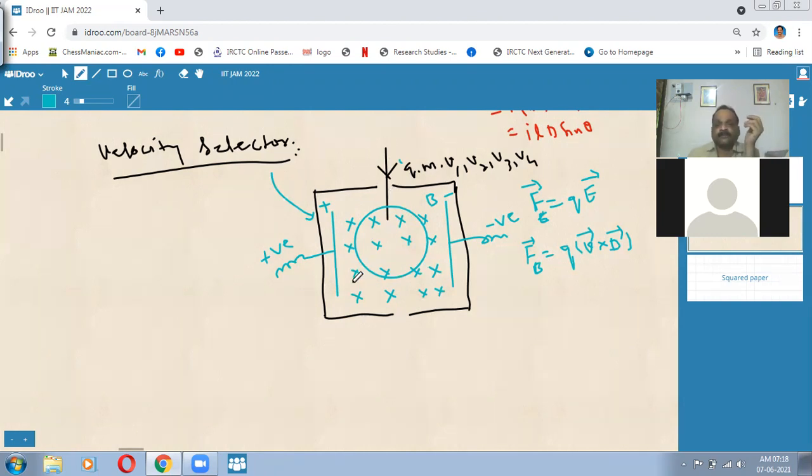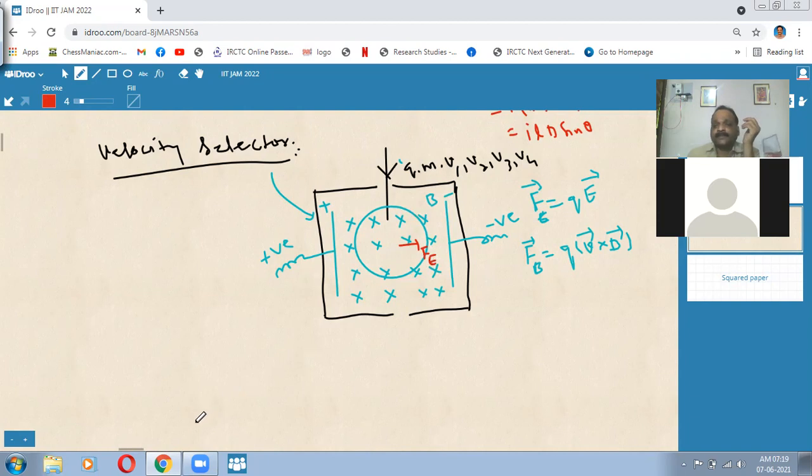Whenever a positive charge enters into a uniform electric field, it experiences a force given by F equal to QE bar. That electric field will be acting in which direction? Positive charge particle gets attracted towards negative charge. So the electric field direction will be towards our right like this. The electric force will be acting like this.